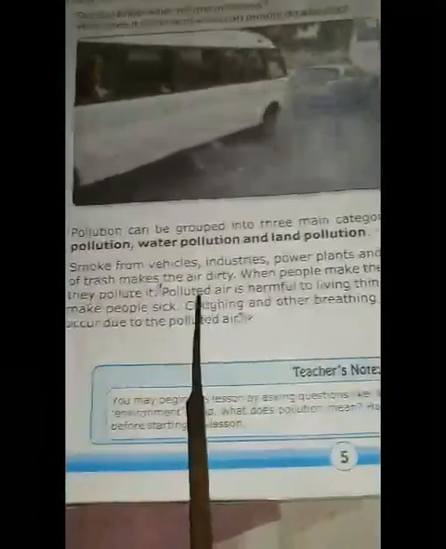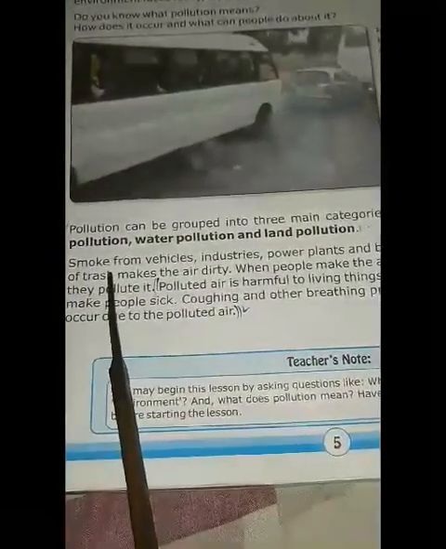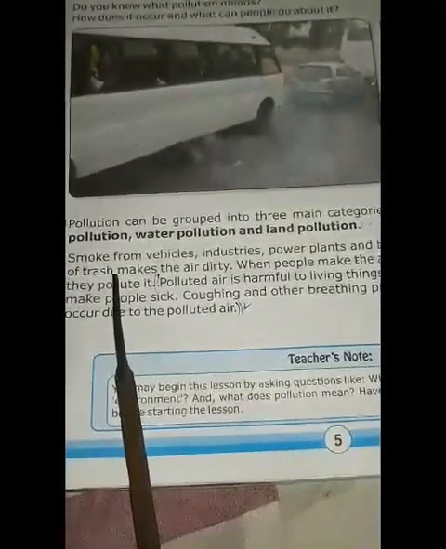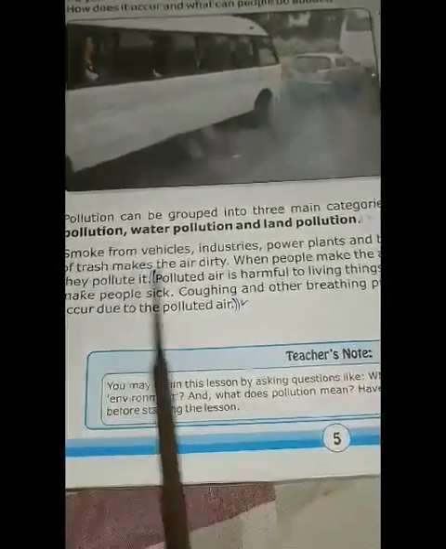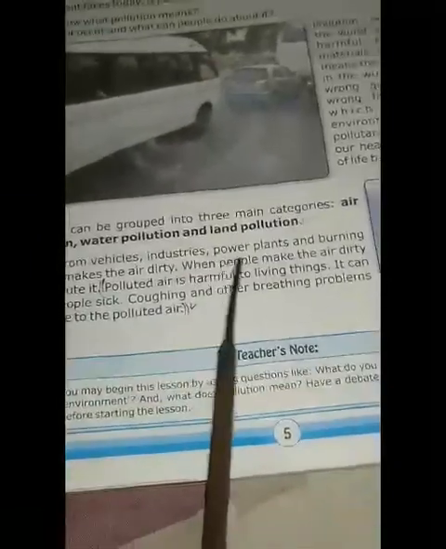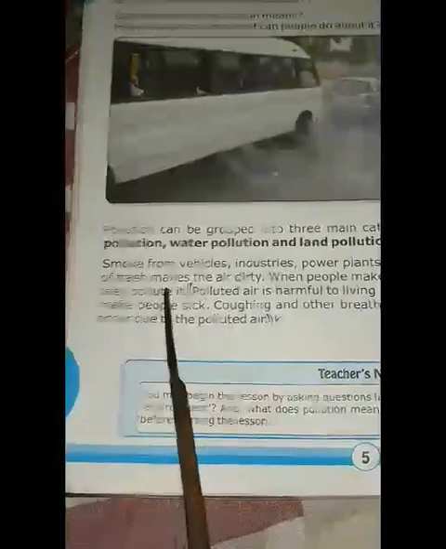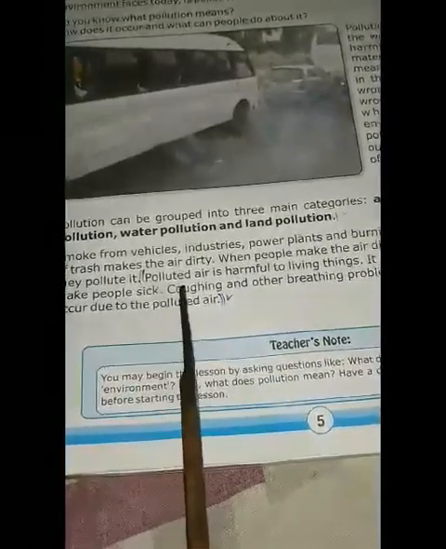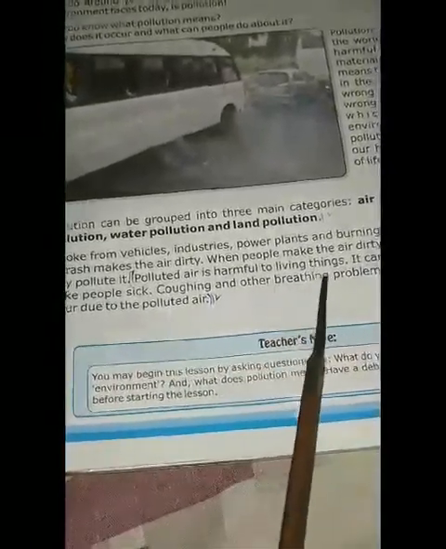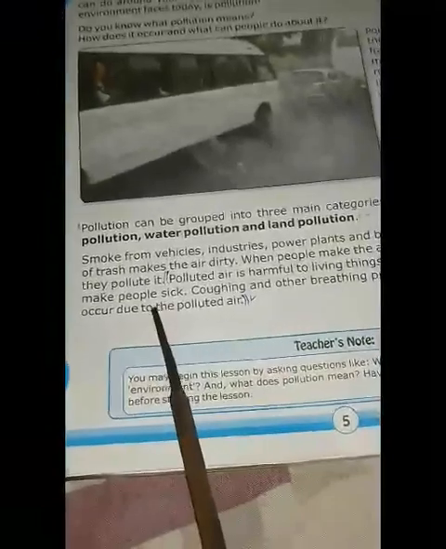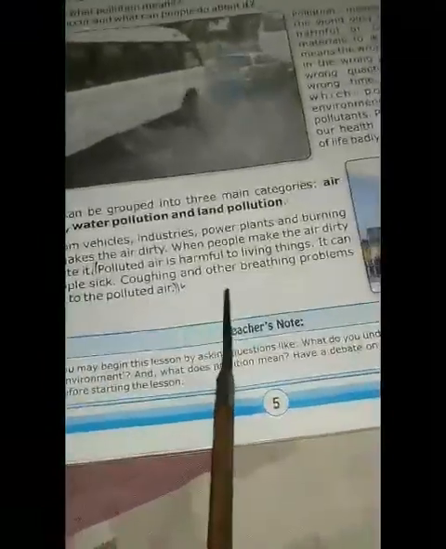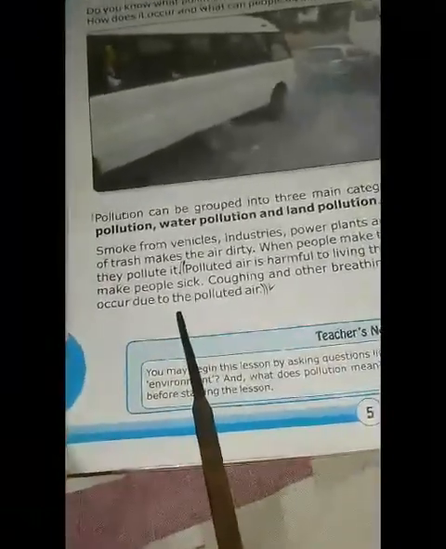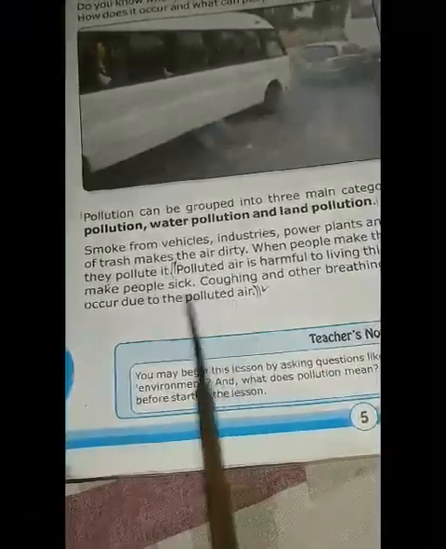What is air pollution? Air pollution is that which makes our air dirty and polluted. Smoke from vehicles, industries, power plants and burning of trash makes the air dirty. When people make the air dirty, they pollute it. Polluted air is harmful to living things. It can make people sick. Coughing and other breathing problems occur due to the polluted air.